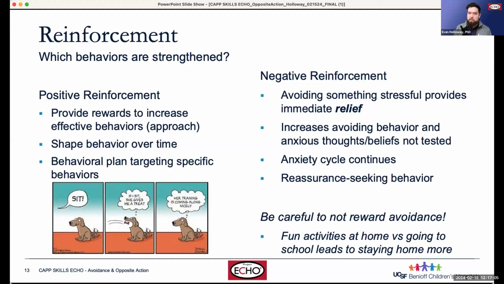Negative reinforcement works by increasing the avoiding behavior and anxious thoughts or beliefs that are not tested, right? And so this cycle that we just reviewed continues. So it's really important to make sure that we're not rewarding avoidance. I gave the example of staying home and playing video games being more fun than going to school, especially if there's something anxiety provoking in the school setting.